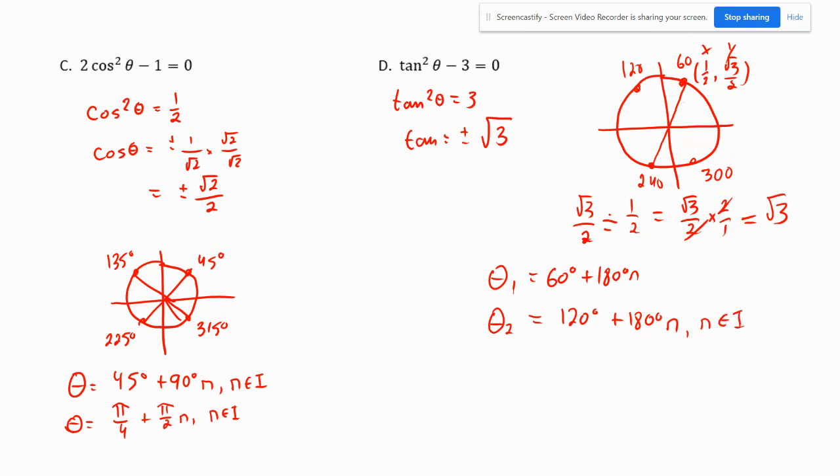So there's our two general solutions in degrees, and if I was in radians, it would be pi over 3 plus pi n, and this one is 2 pi over 3 plus pi n.